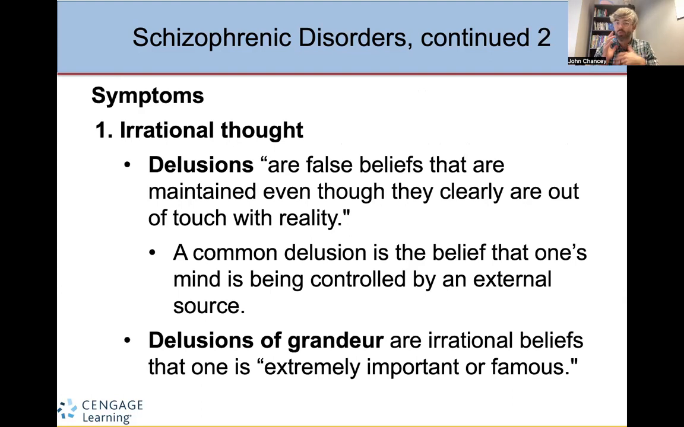Probably the most identified symptom is irrational thinking, having certain delusions or false beliefs: believing that you're Jesus Christ, believing that people are out to get you, believing that your mind is being controlled is a very common one. There's also delusions of grandeur, basically believing that you're really important or famous when you're really not. If you think, oh, I'm so important that the CIA is chasing me and following my every move, that's what I mean by a delusion of grandeur.